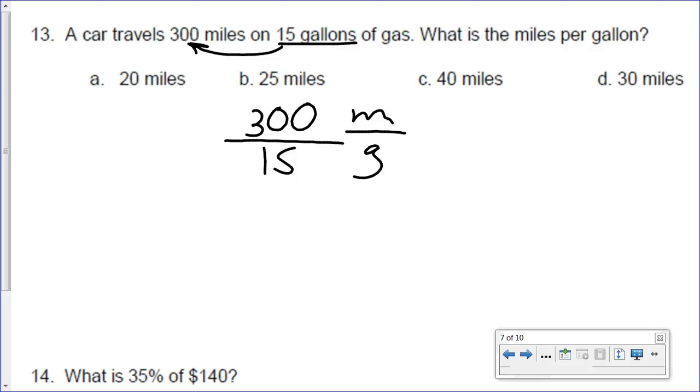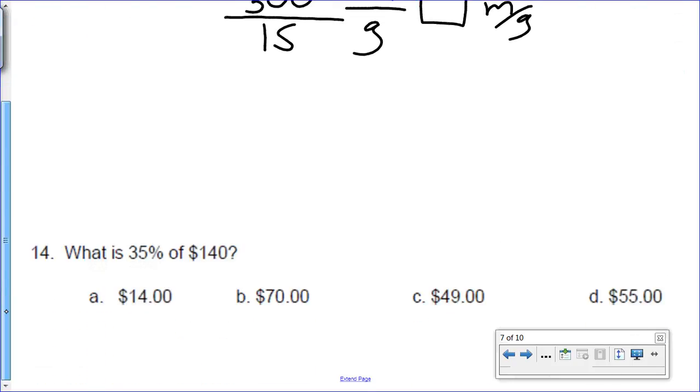You just divide them, and that's going to give you, when they write miles per gallon, you write it like that. Anything you write per something else, it's sort of like that. You just write it like a fraction. So miles per gallon, you're going to get some kind of miles per gallon. It should be good on that one.